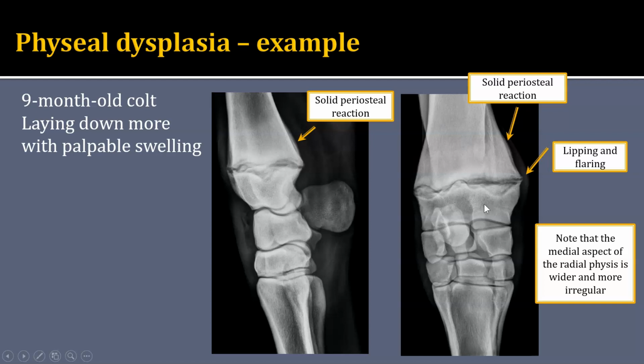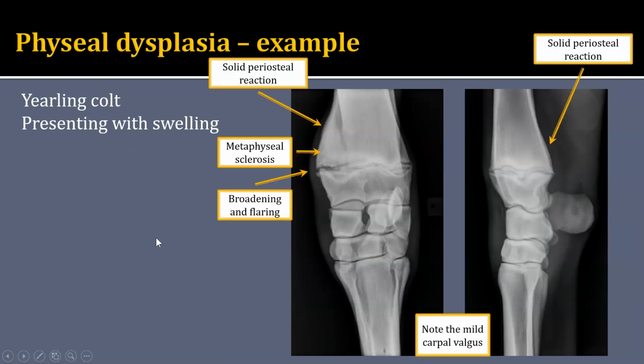physis. This patient, we don't have enough of the limb to decide if there's any carpal valgus, but it doesn't look like there probably is very much. On the lateral view, we can see along the caudal cortex of that distal radial metaphysis, there's also a solid periosteal reaction, maybe a little bit more challenging to see that kind of widening of the physis.